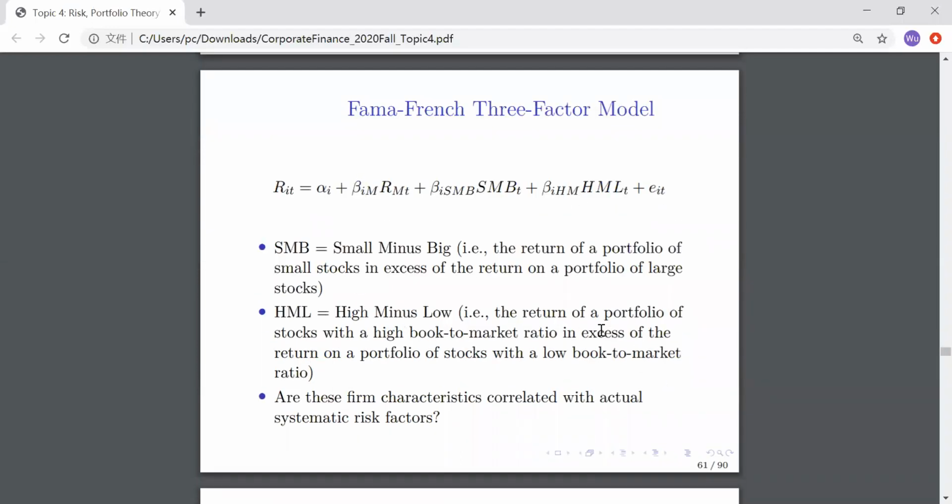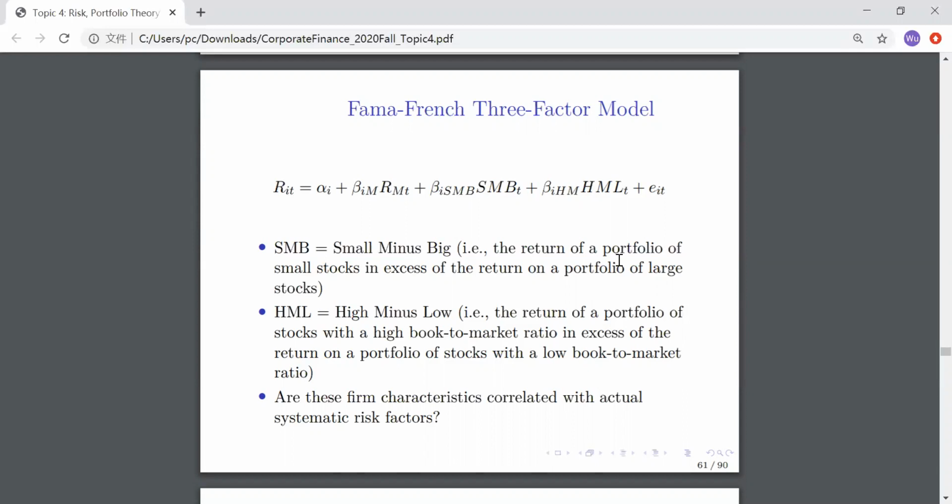A very famous version of the three-factor model is called the Fama-French three-factor model. What's important here is that it builds on the CAPM model. It has three factors. One factor is the market return. One factor is called SMB and the other is called HML. So what is SMB? SMB is small minus big. That is the return of a portfolio of small stocks in excess of the return on a portfolio of large stocks.